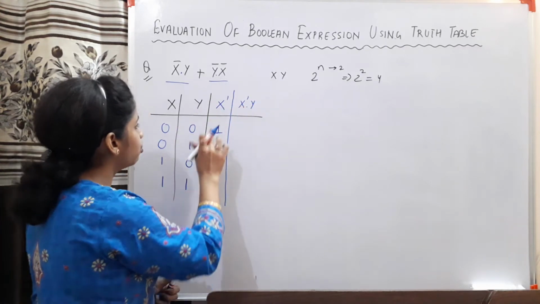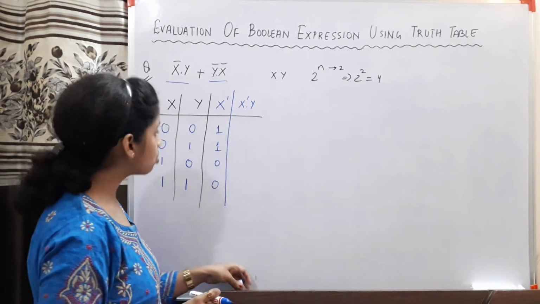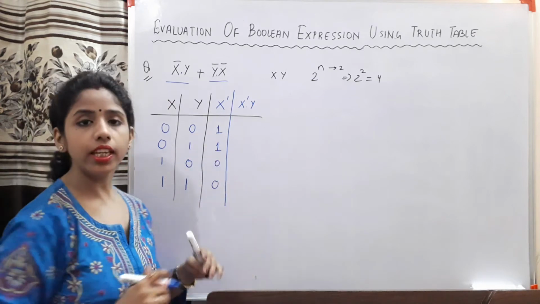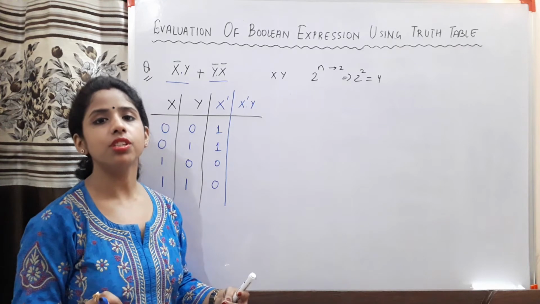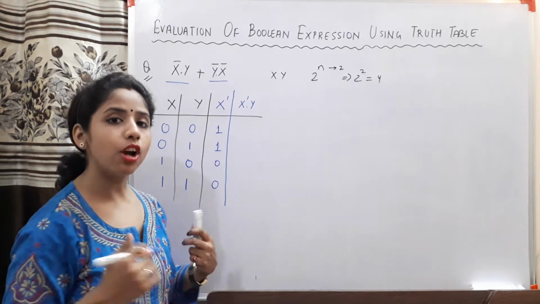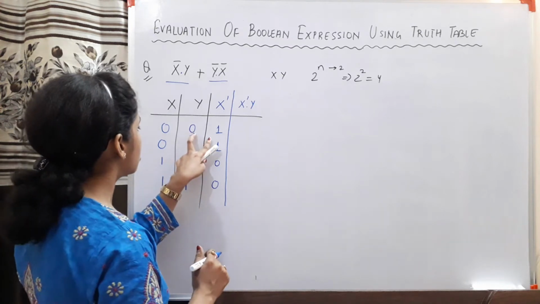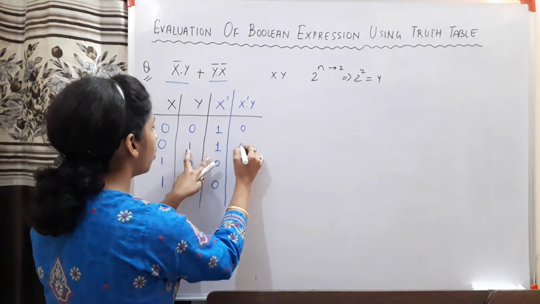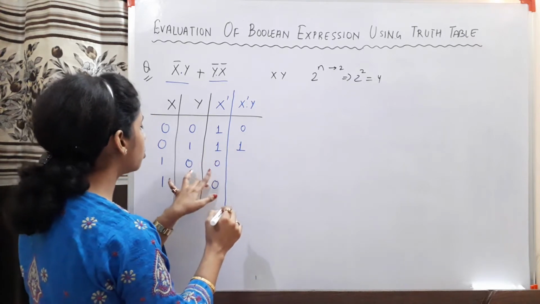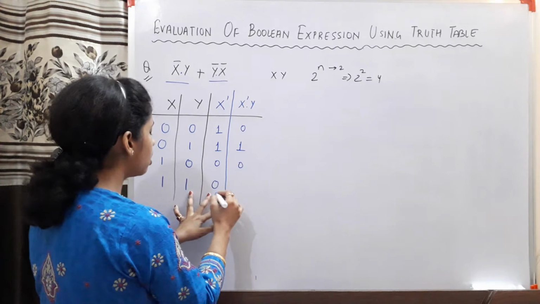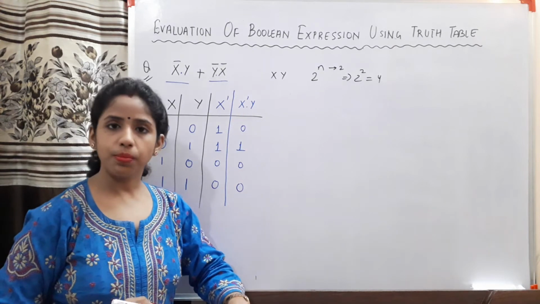So for this, what will I do? This is the x bar column, this is the y column. So perform AND of these two columns. And in case of the AND operator, even if one of the inputs is 0, the result is 0. And for output to be 1, we want all the inputs to be 1. So apply the same logic. 0 1 will be 0. 1 1 will be 1. See, both the inputs are 1, so the result will be 1. Then both the inputs are 0, result is 0. Here this is 0, so result is 0. So this is x bar y.